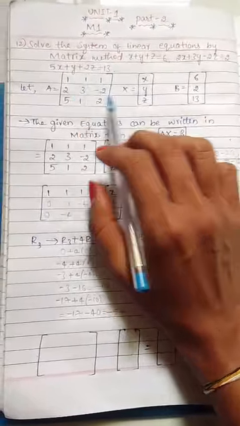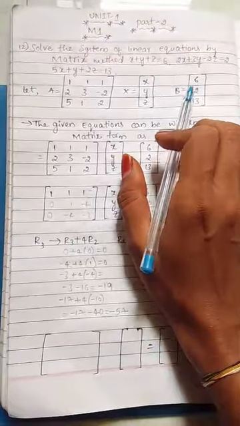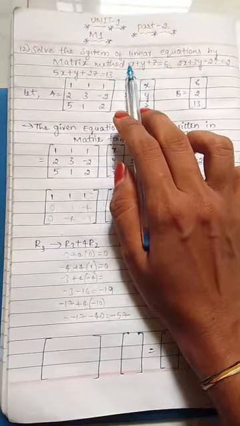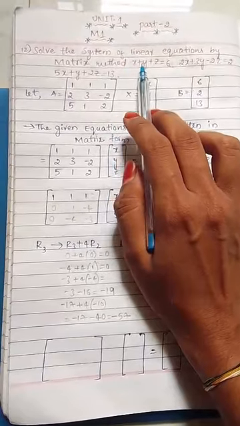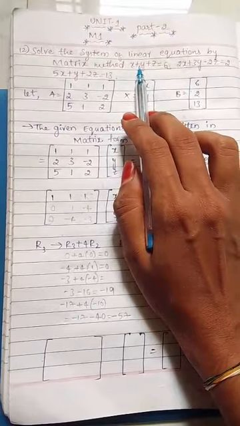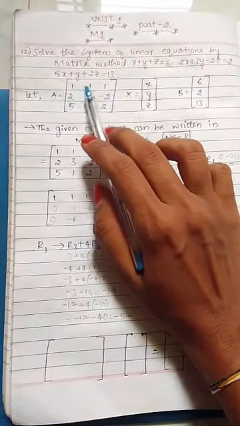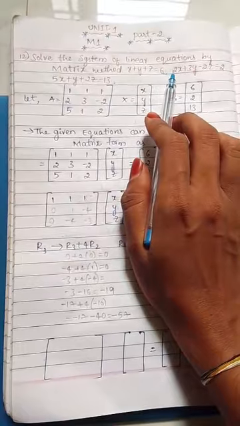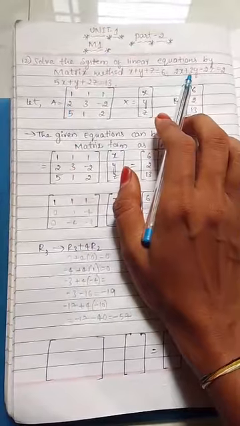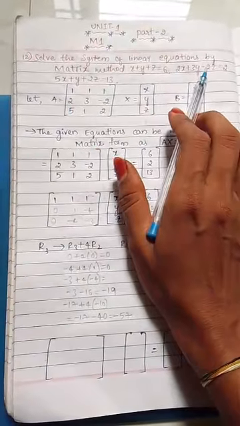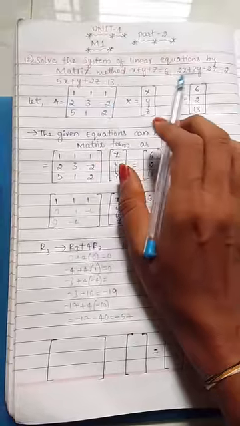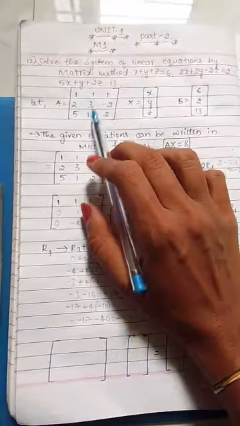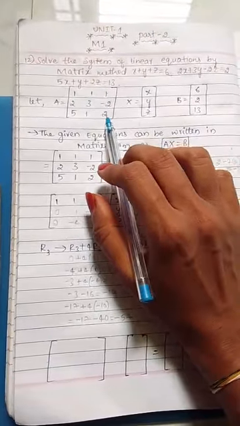Then how to take this A, X and B? I will tell you. Here we have x in front of x. If there is nothing, it means 1 is there. 1x plus 1y plus 1z, then take 1, 1, 1. Then I have 2x, take 2 here. 3y, take 3 here. Minus 2z, take minus 2 here. Again I have 5x, take 5 here. 1y, take 1 here. 2z, take 2 here. Got it?